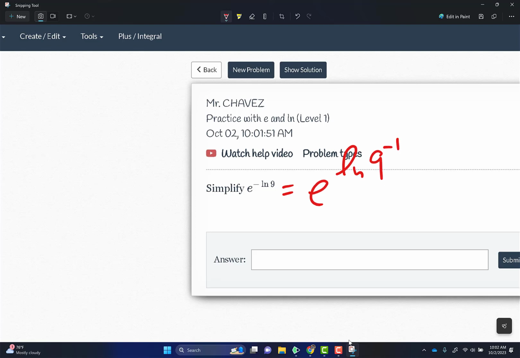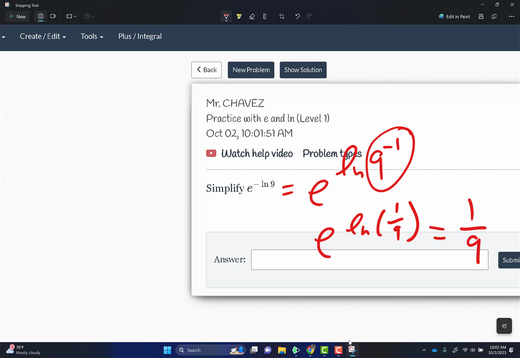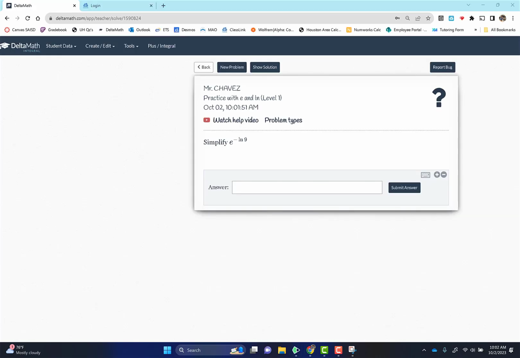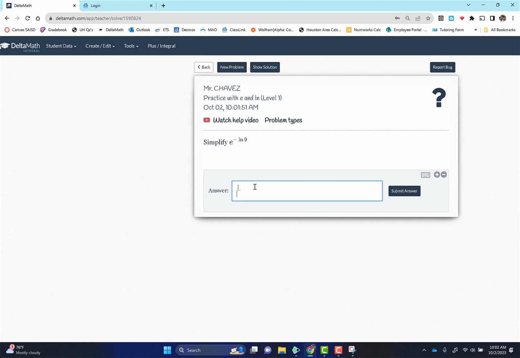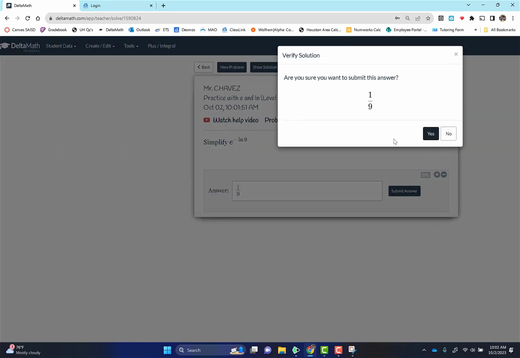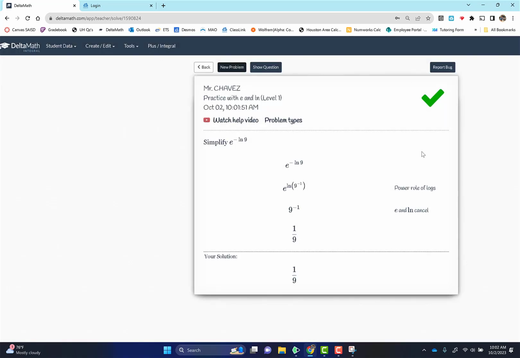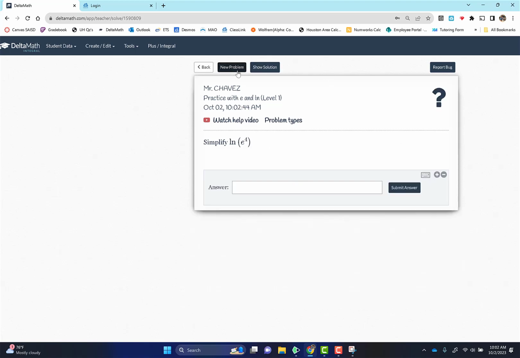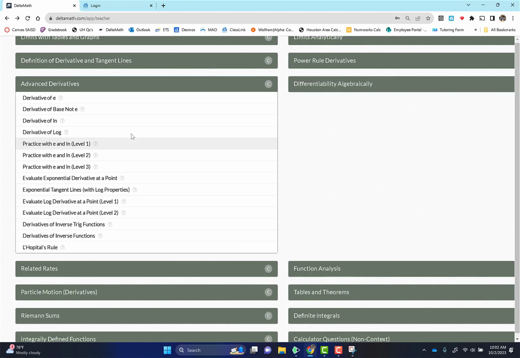Are we okay so far? And then what does this mean? Here comes your exponential rules. That means e to the ln of 1/9, right? E and ln are inverses of each other, so this is just simply 1/9. Does that make sense, guys? So I come here and I just type 1/9 and I submit. How do we feel? Nothing crazy, right? It looks like those are all going to be pretty basic. Let's go to the level 2.